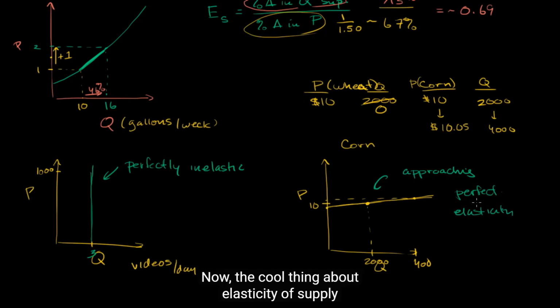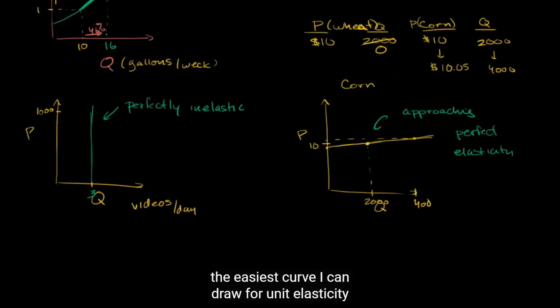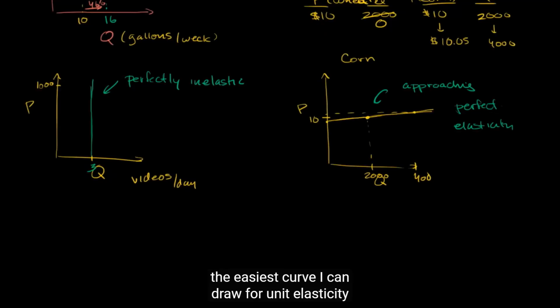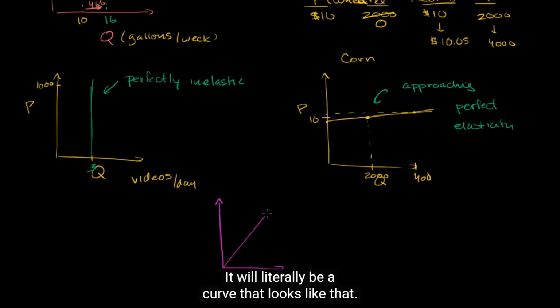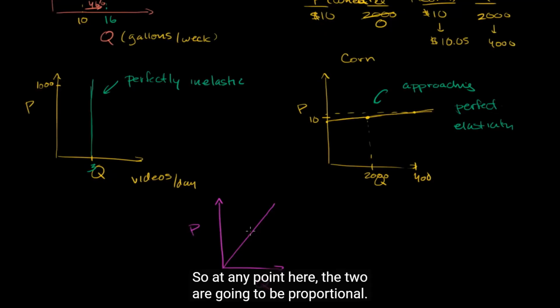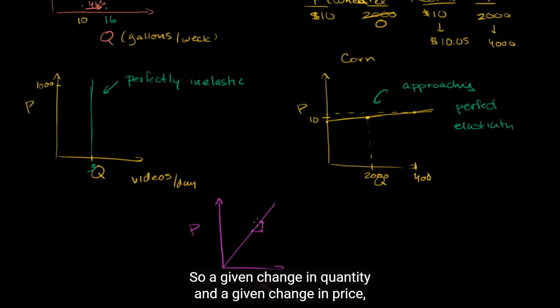Now, the cool thing about elasticity of supply is it's actually much easier to make a curve that has unit elasticity, or even, if you want to think about it, constant elasticity. The easiest curve I can draw for unit elasticity is going to look like this. Well, actually, this is the curve for unit elasticity. It will literally be a curve that looks like that. And the reason why it works in this case is because it's upward sloping. As price increases, so does quantity for the supply curve. So at any point here, the two are going to be proportional. So a given change in quantity and a given change in price are going to represent the same percentages.